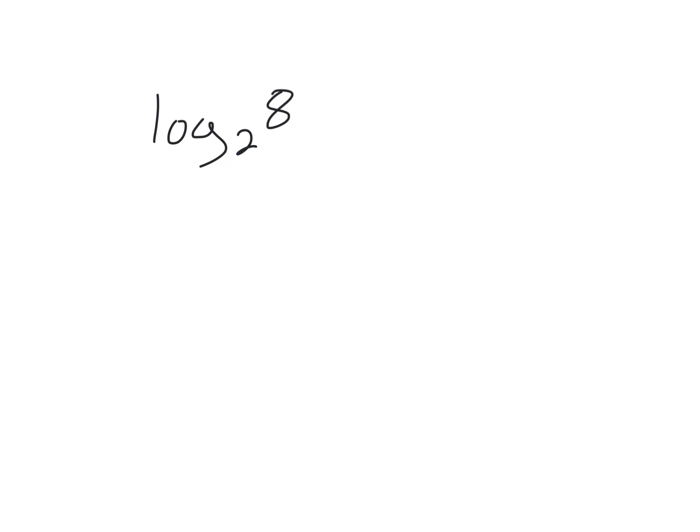let's remember what we're looking for here. What we're trying to determine is what is the exponent of this base 2 that would give us an 8. So 2 to the what power equals 8, or another way of writing that out, what we're trying to determine is 2 to the x equals 8. And we know that x is going to equal 3, because 2 to the third equals 8.